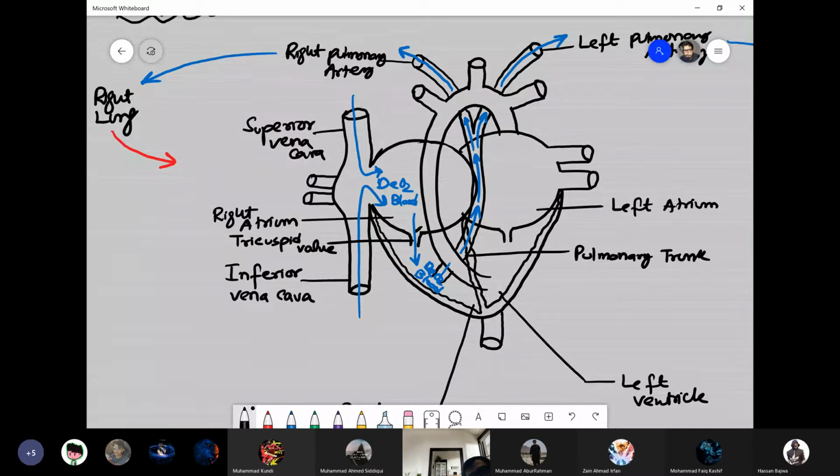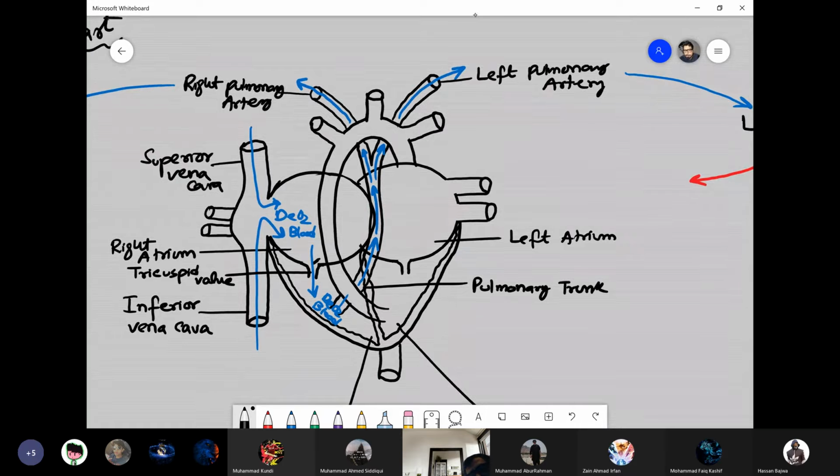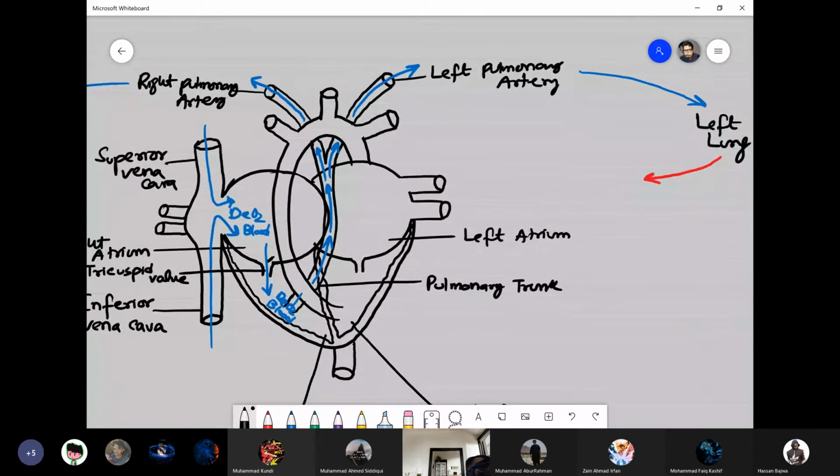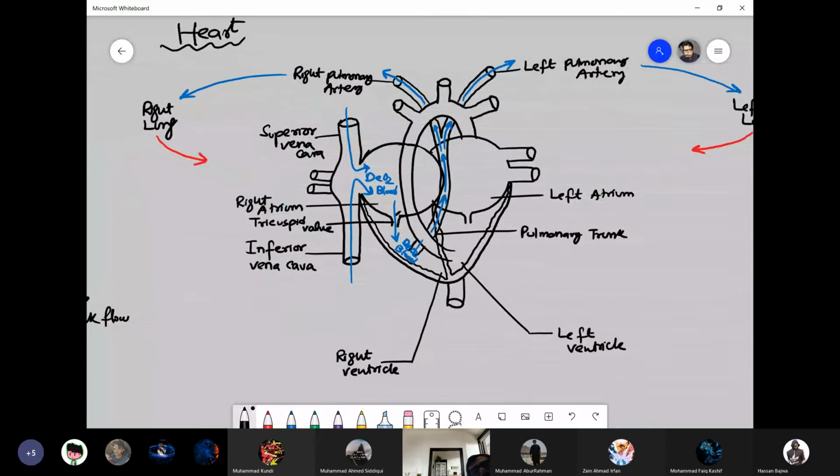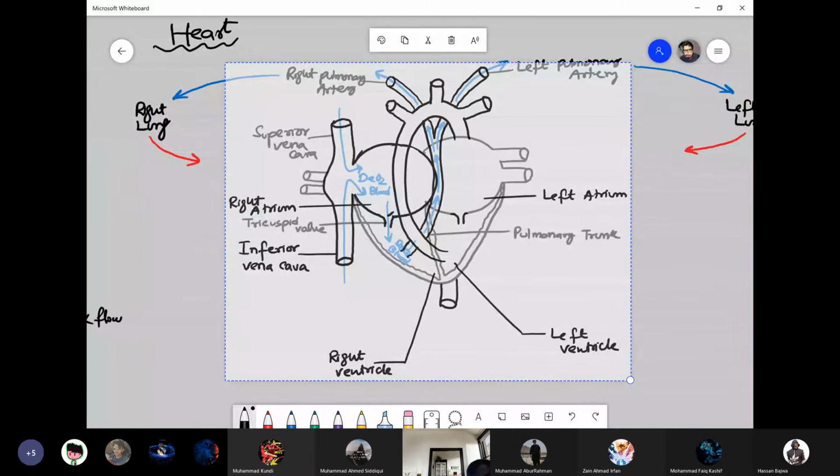So boys, what happens? This deoxygenated blood which came from the whole body into the right atrium. Then the right atrium contracts and sends that deoxygenated blood into the right ventricle. Then the right ventricle contracts, and that deoxygenated blood goes into the pulmonary trunk. Then this pulmonary trunk divides into two blood vessels, the left pulmonary artery and the right pulmonary artery. The left pulmonary artery took the blood to the left lung and the right pulmonary artery took the blood to the right lung. Got it, boys?